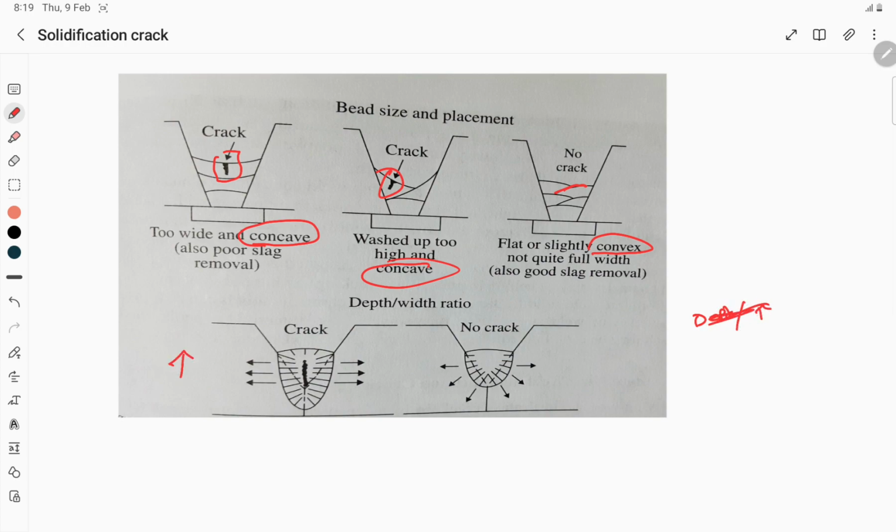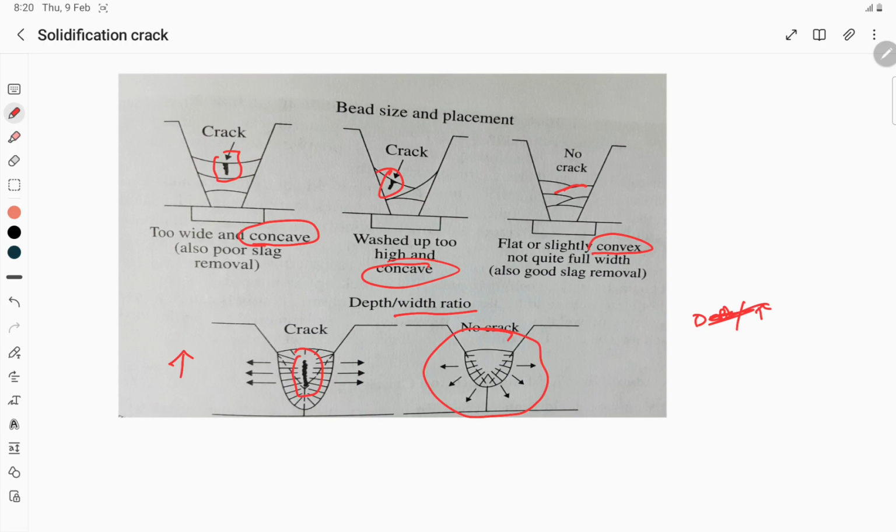Next one is the depth to width ratio. If the depth to width ratio is higher, as seen here on the left side, we are observing a crack. If the depth to width ratio is higher, the possibility of solidification crack in any material is higher. You have to maintain it at an optimum value so that the crack formation is prevented. On the right side, you can see there is no crack since the depth to width ratio is at an optimum value. Generally, when you are using a high power density process such as laser welding or electron beam welding, because of the nature of the process, the depth to width ratio will be higher. That will result in the formation of solidification crack.